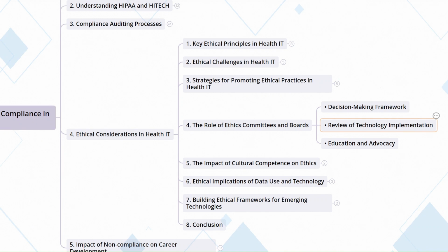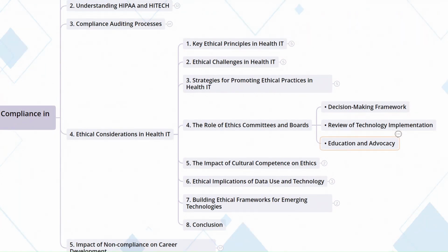Next, review of technology implementation. Committees can assess the ethical implications of new technologies, such as AI algorithms in clinical decision making or telehealth solutions, ensuring that these technologies prioritize patient rights and improve care quality.